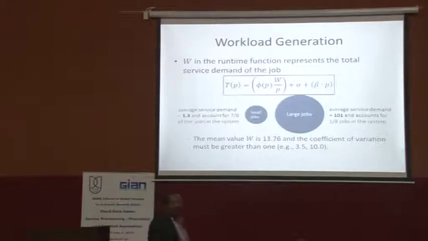Now, let us create the workloads that I said we're going to create. Now, W in the runtime function represents the total service demand of the job. What this means is the cumulative. See, I have J1, J2, Jn, right? The cumulative job service demand is W. And each of the jobs will have their own service demand. Okay.